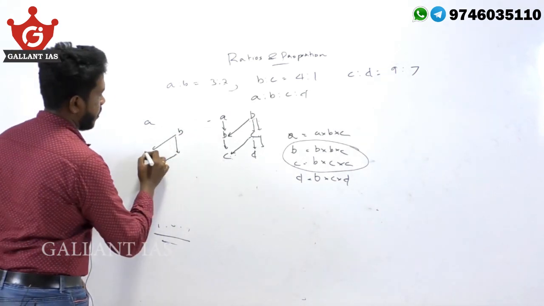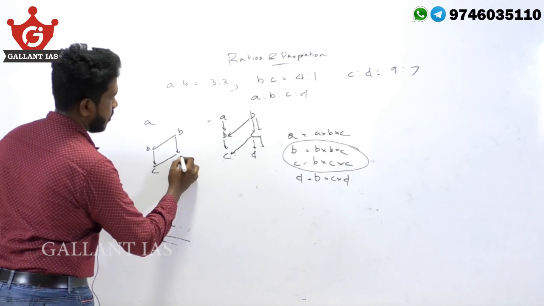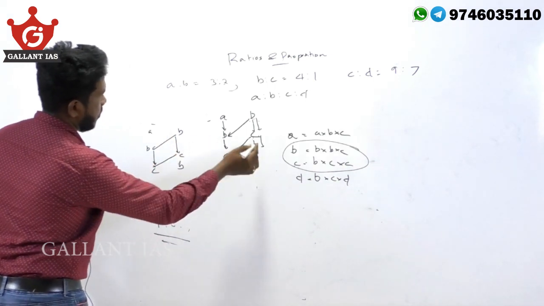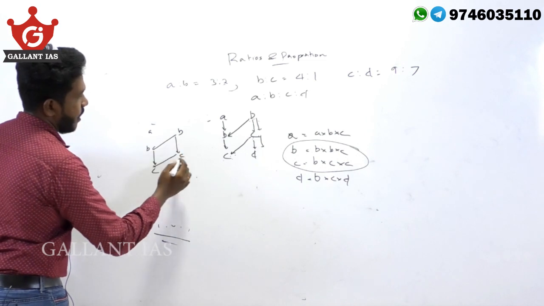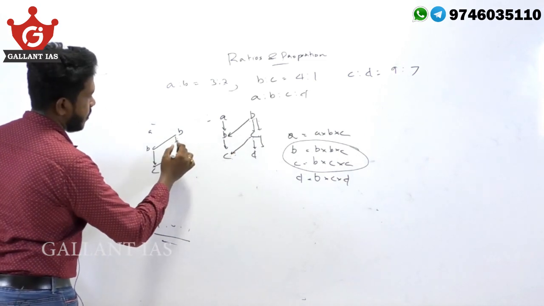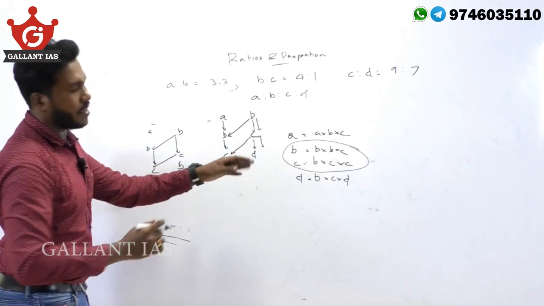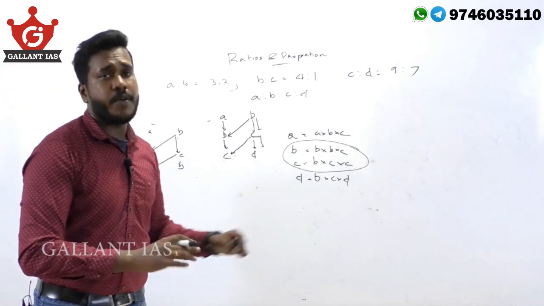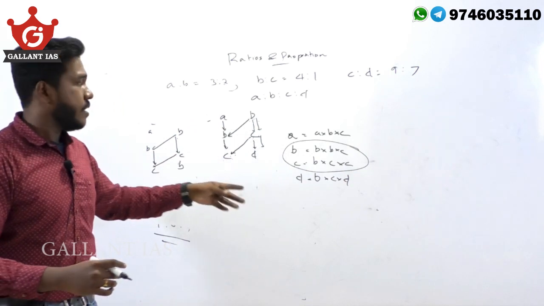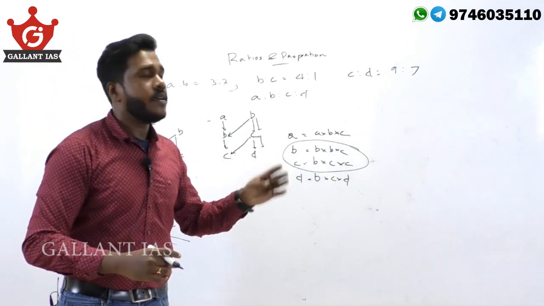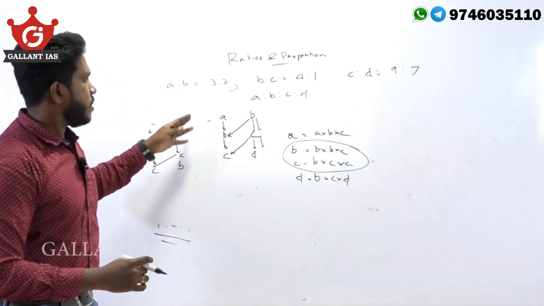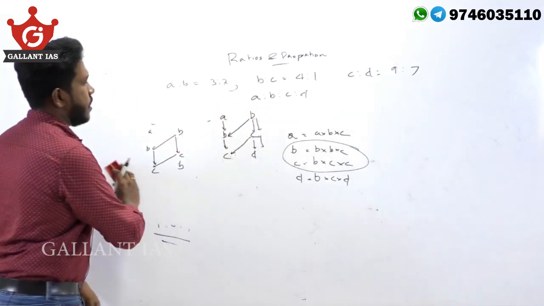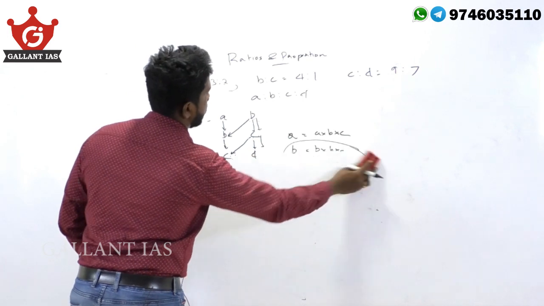Keep this in your mind: B's value is B into C, and C's value is B into C into C. And the remaining A and D you just multiply downwards. This is the shortcut method for questions like this, find A is to B is to C is to D. So let's do the problem with the help of this shortcut method.